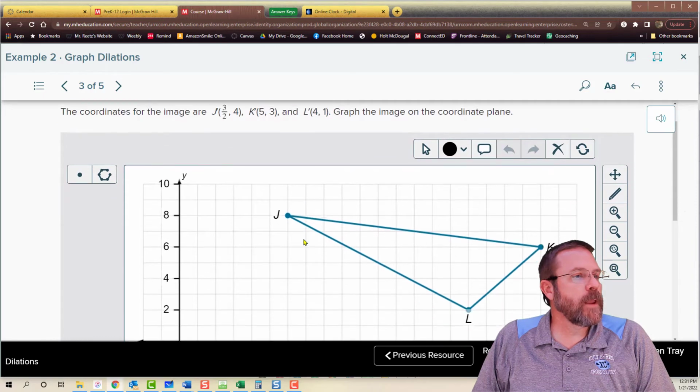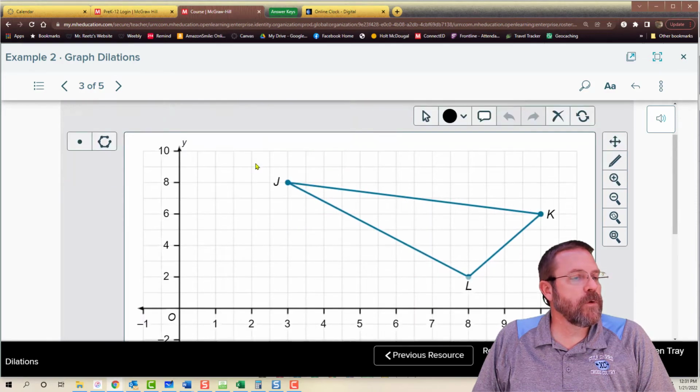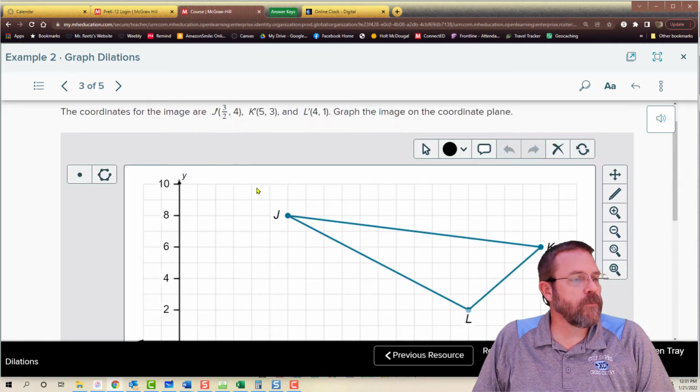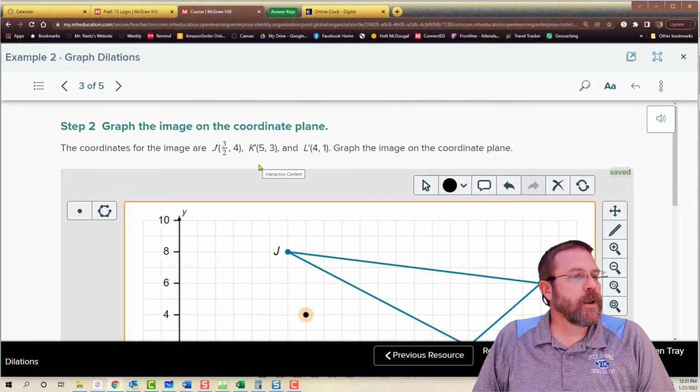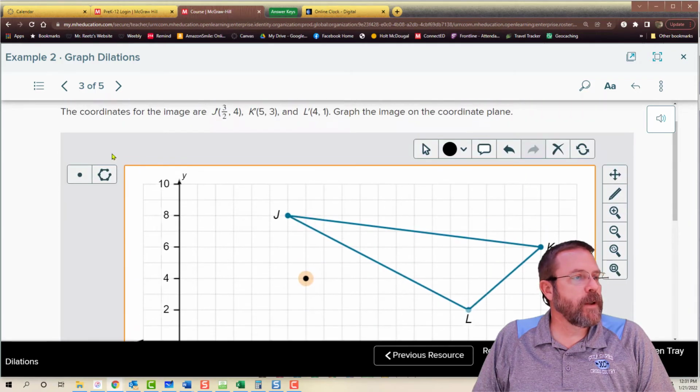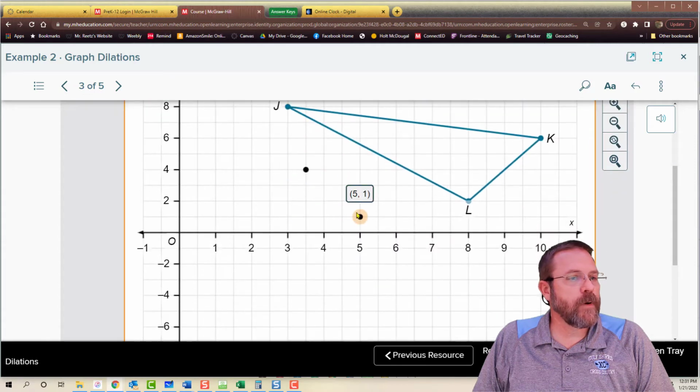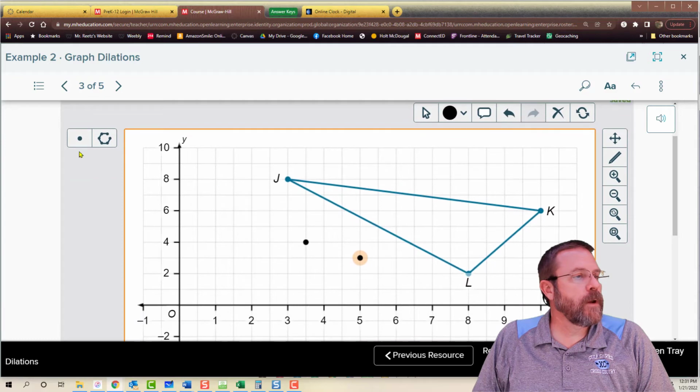So the values we have, they said 3/2. That's also known as 1.5. So 3/2, 4. Let's go ahead and lay out our point. We're going to run out to 3/2, and run up to 4. That's going to be our J prime. Our K prime is going to be 5, 3. So we're going to go 5 and 3. And our L prime is going to be at 4, 1. So here we are at 4 and 1.